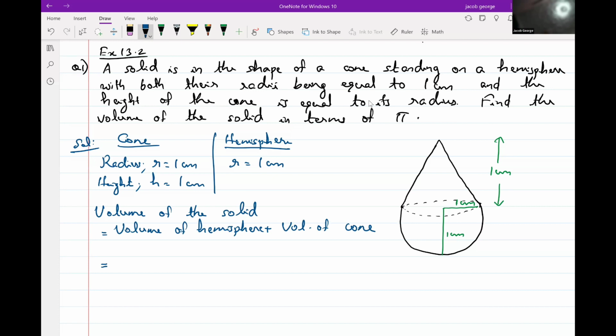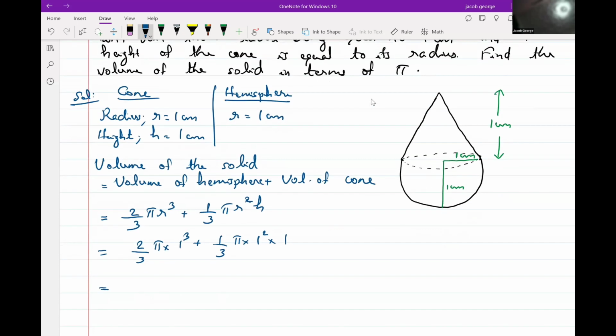Then substitute, children. Andrew and Dejwa got the correct answer. All of you, please try this one, easy calculation. Volume of hemisphere, everybody knows: 2 by 3 pi r cube. Volume of cone is 1 by 3 pi r square h. So 2 by 3 pi into 1 cube plus 1 by 3 pi into 1 square into 1.